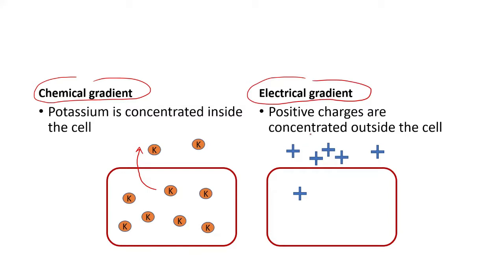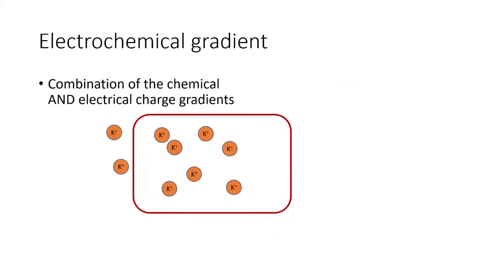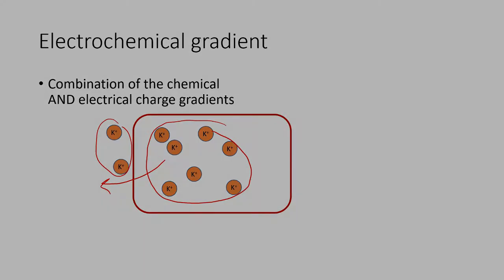So here, same sort of thing. We have particles, and we're just looking at the charge this time. There are a lot of charges outside and few inside, so these want to diffuse in. You combine the two and look at the combination of the electrical and chemical, and here we have lots of positive potassium ions inside, few outside, and they want to move out. There you go, electrochemical gradient.